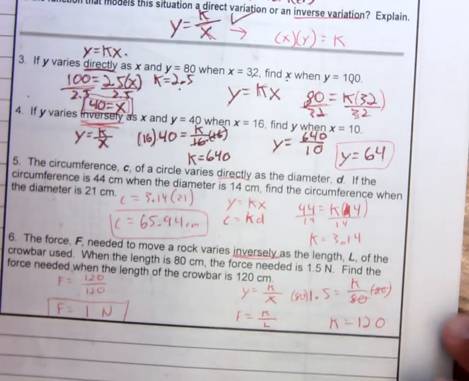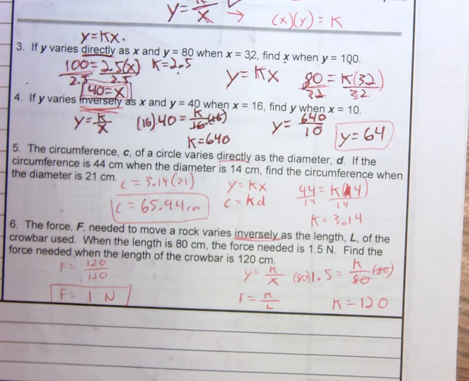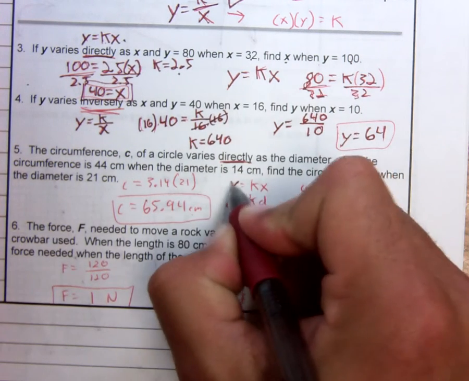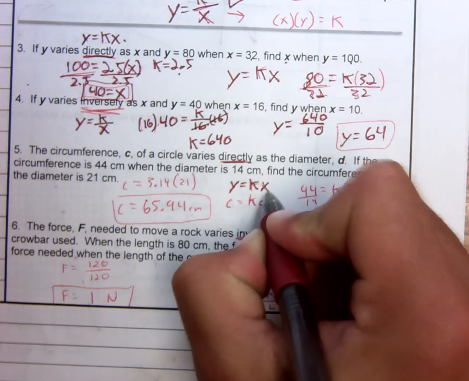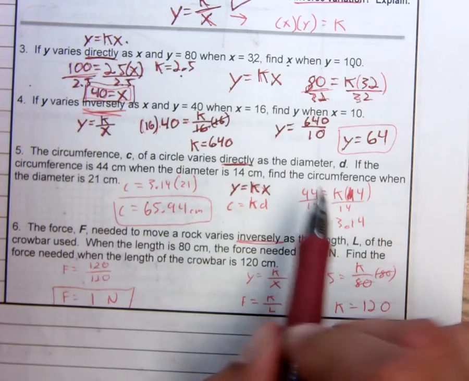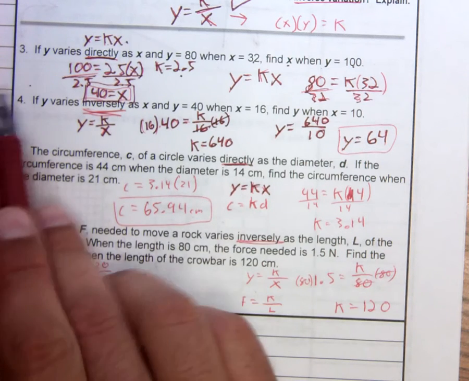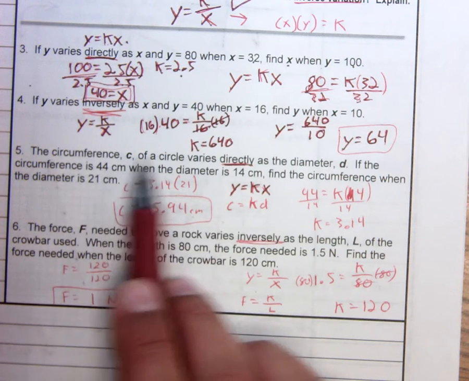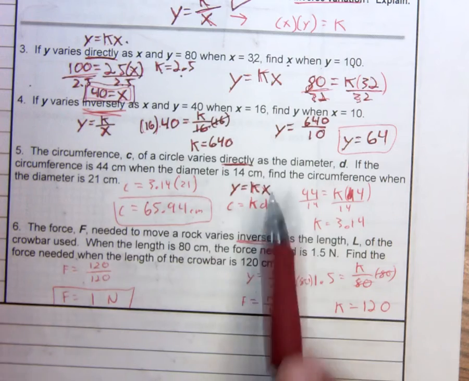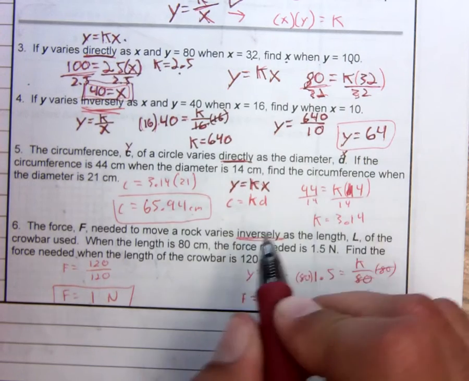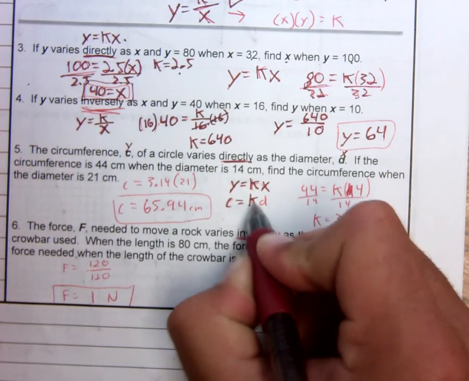Alrighty, here we go, kicking it up a notch. The circumference C of a circle varies directly as the diameter D. So we're talking about direct variation. That's why the first thing I wrote down is y equals kx. But now it doesn't have y and x this time. It has C and D. So look back up here at how this is worded. Y varies directly as x. C varies directly as D. So in this case, C is your y, D is your x. So I wrote C equals k times D.